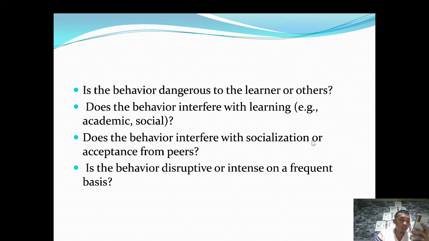In identifying the interfering behavior, this includes the following questions that may be helpful when deciding which behavior should be the target for the intervention. Is the behavior dangerous to the learner or others? Does this behavior interfere with learning, academically and socially? Does this behavior interfere with socialization or acceptance from peers? And is this behavior disruptive or intense on a frequent basis?